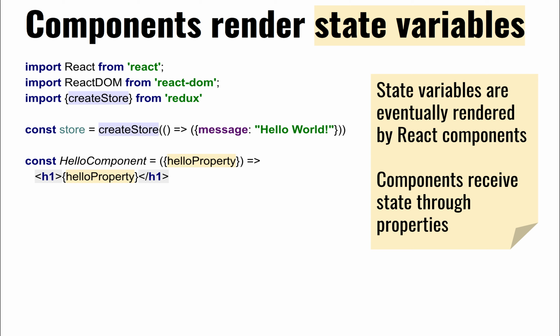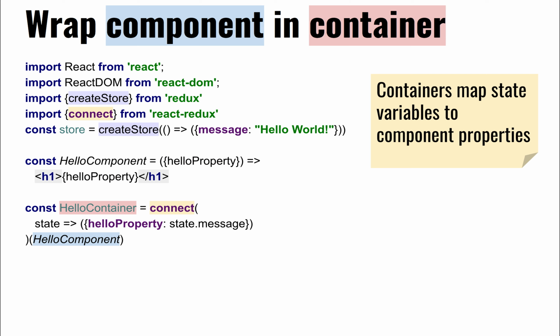So somehow this state that is being stored here in the store eventually needs to come all the way down to this component. Make sense? So the mapping between the state that is being generated by the store and the rendering will be the responsibility of the container, the hello container. The container's responsibility is to connect the states generated that are in the store and map them to properties that the component is expecting.